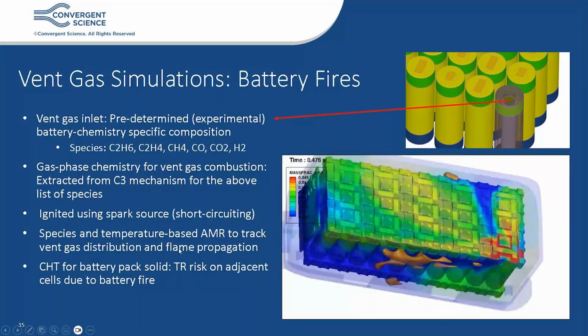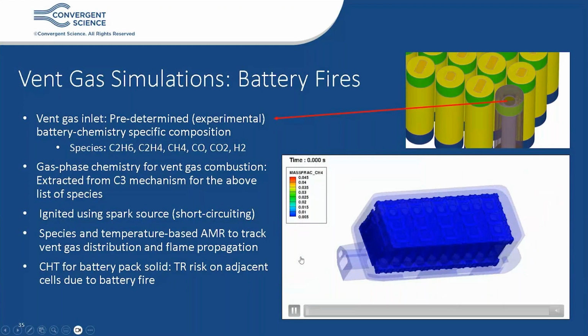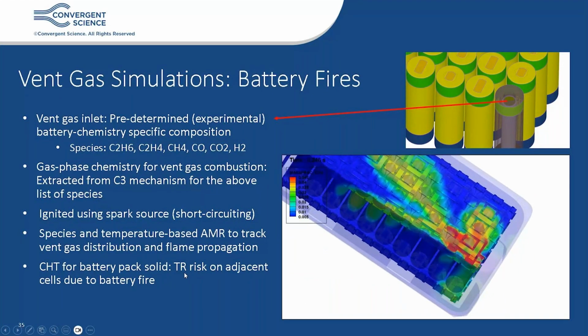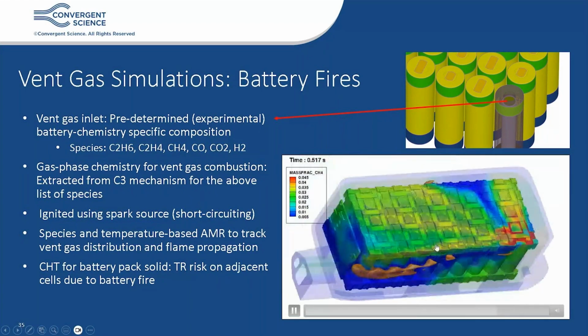We make use of AMR to track species distribution and the flame propagation accurately. And this is also a CHT coupled simulation to evaluate the risk of thermal runaway due to heating up of batteries due to fire inside the battery pack.